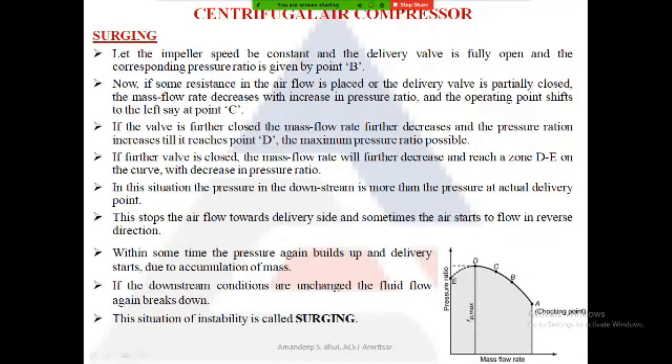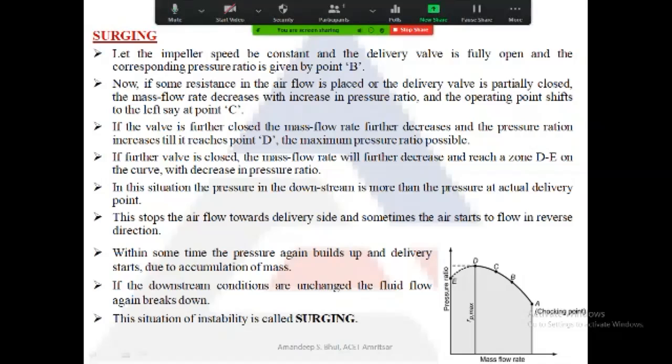Now as I start to close the delivery valve, the mass flow rate starts to decrease. Okay, so I start to move in the backward direction. So I reach point C. Again, I start closing the delivery valve. What happens? I go backwards and I reach point D, where the maximum possible pressure ratio for the cycle is achieved. Again, what I do is I close the delivery valve.